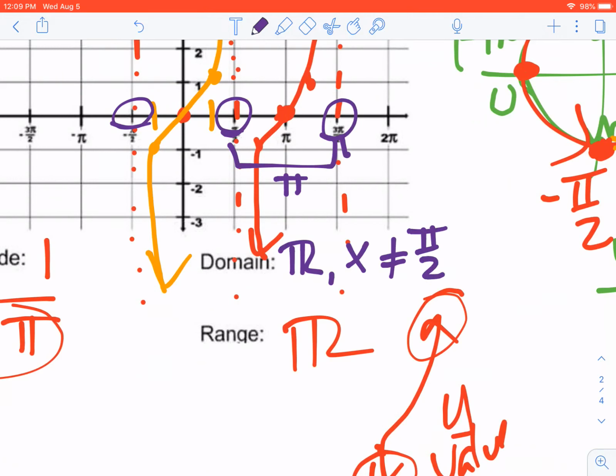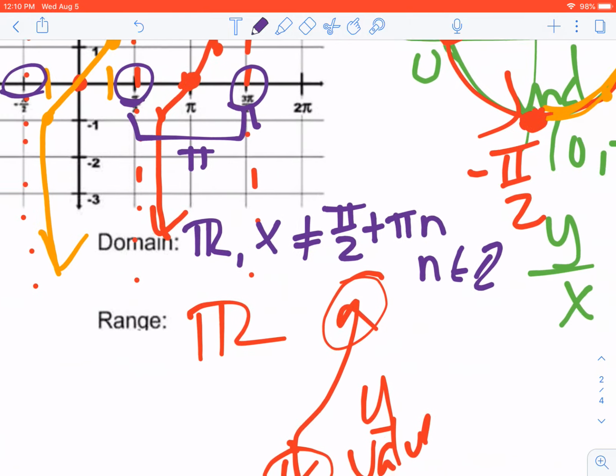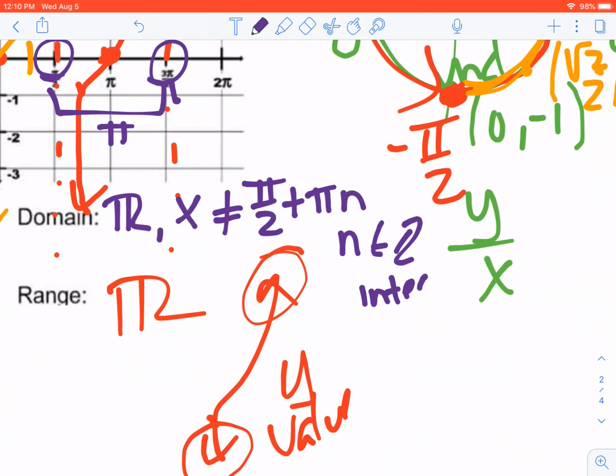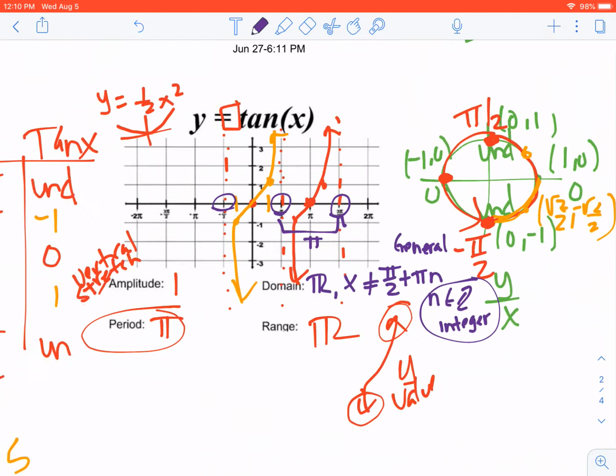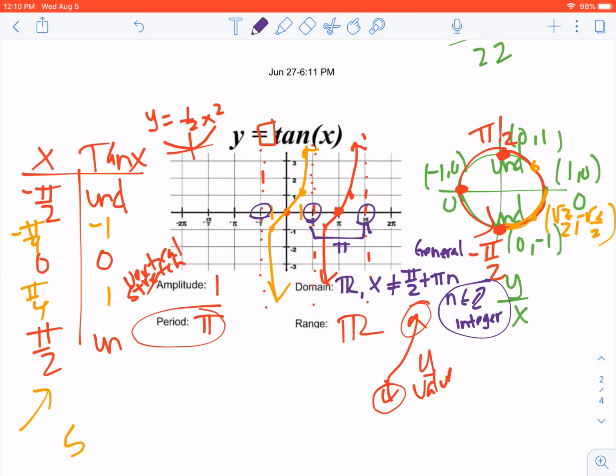And we need to add pi n, where n is an element of the integers. Z is a symbol for integers. You can write out the word integers. And sometimes I allow kids to just write n is an element of the integers at the top of their paper, so you don't have to write it on every single question. I get it. But this is a general statement to discuss that all of the asymptotes occur on basically all of the odd multiples of pi over 2. So there's your tangent. Kind of a hot mess, but let's move on. It gets even messier.